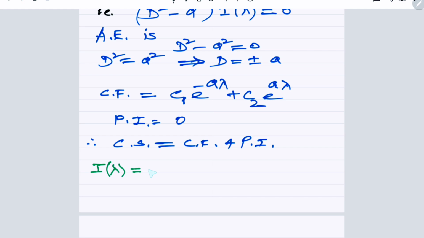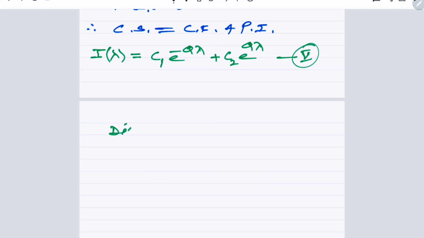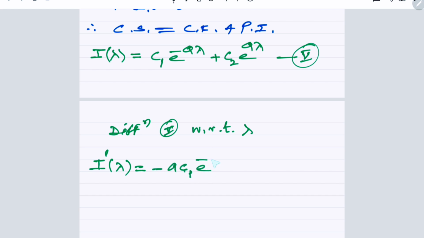Therefore, the complete solution for I of lambda: CF is c1 e raised to minus a lambda plus c2 e raised to a lambda. PI is 0. We call this equation number 5. Differentiating this with respect to lambda, we get I dash of lambda as minus a c1 into e raised to minus a lambda plus a c2 e raised to a lambda.